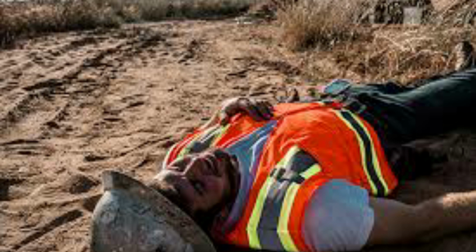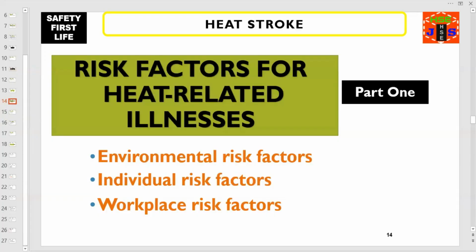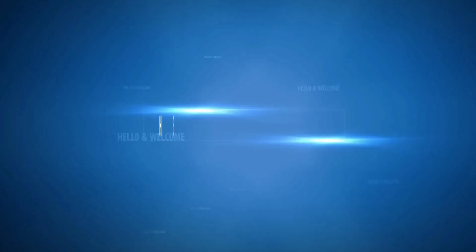I'm going to disclose the secrets behind why there is heat stress, why the workers are attacked by heat stroke, what is the reason of heat exhaustion. We'll discuss these risk factors in part 1 of this training session. So let's get started.